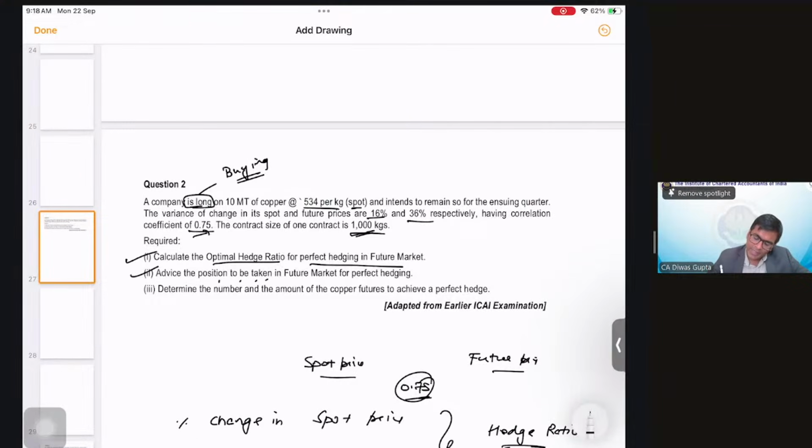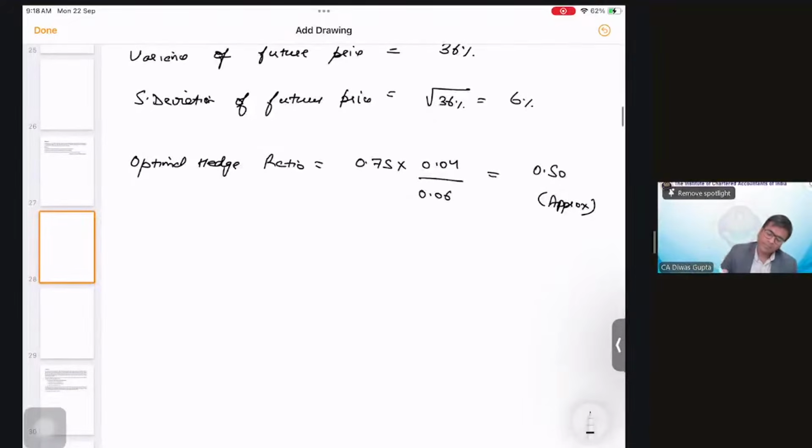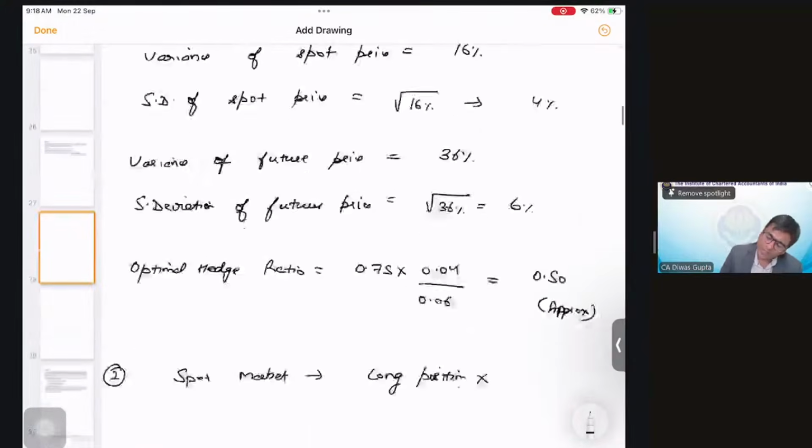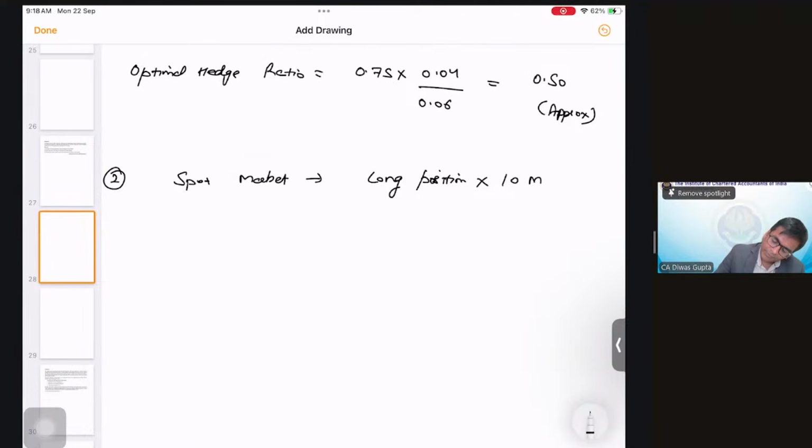Advise the position to be taken in the futures market for perfect hedging. Now students, tell me, what will be the position in the futures market? For that, we need to know their position in the spot market. It's a long position. Long position, yes. Let me also write: long position for how much? 10 metric tons.